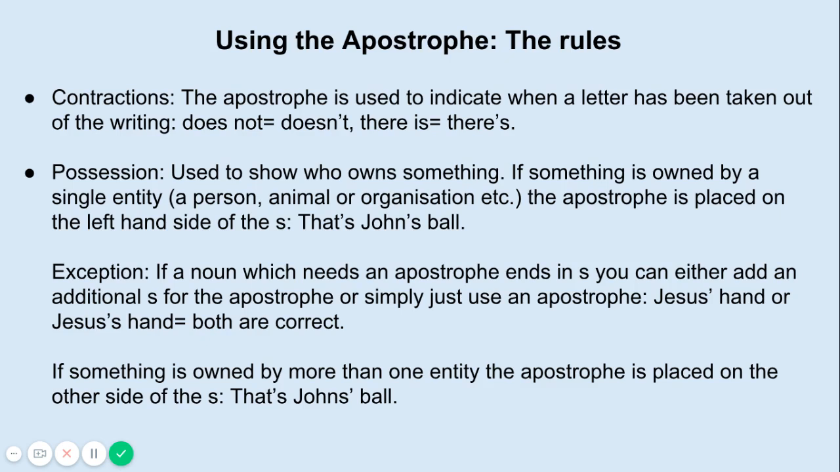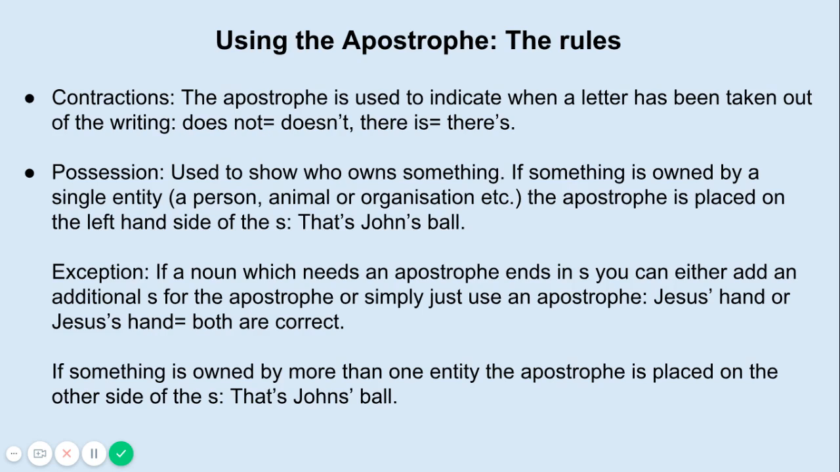Another area that sometimes people get confused is the notion of possession with the apostrophe. So it's used to show who owns something. So if something is owned by a single entity, a person, animal, or organization, the apostrophe is placed on the left-hand side of the S. So there's an example, John's ball. So the apostrophe is there.